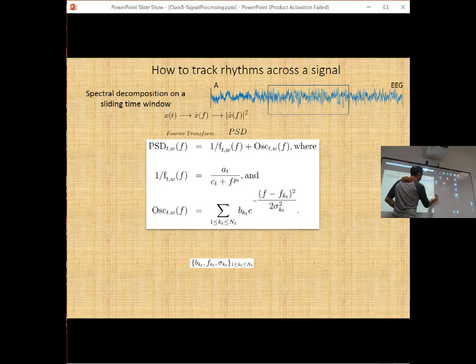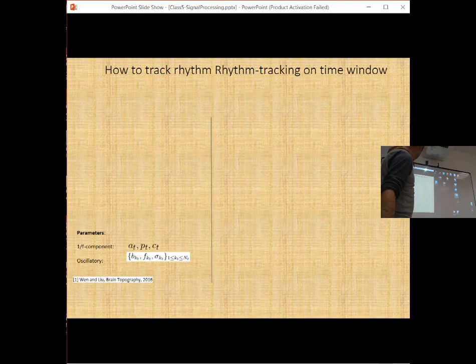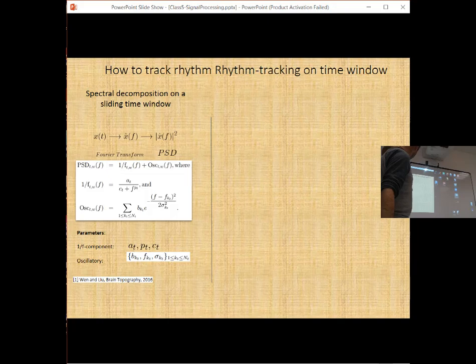So when this is done, you can move on. You have 3 parameters for this 1 over f component, and 3 other parameters for the oscillatory component. And this is what we published last year, last January, in this NeuroImage paper. All right, so I explained on the left this decomposition. This is what we just discussed now, and I'm going to show you the result on a full EEG signal.